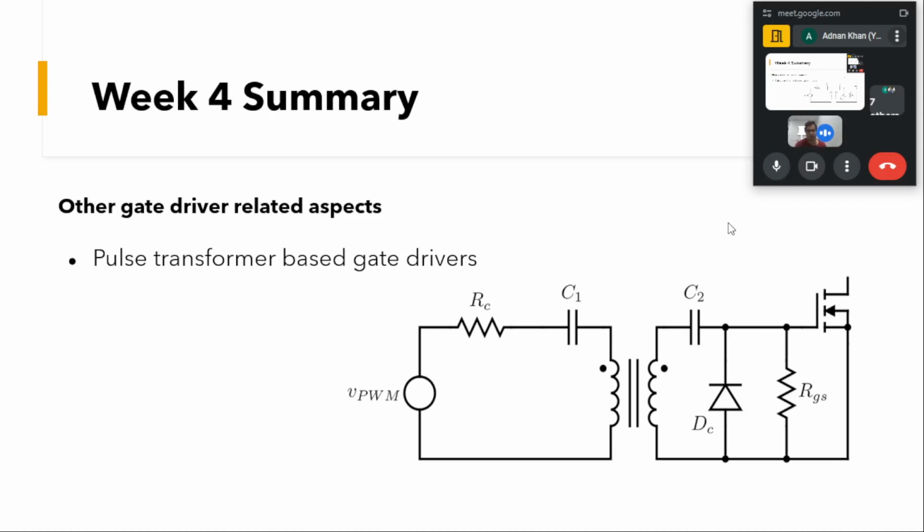So this was a brief gist: this type of gate driving we can also implement, in addition to the optocoupler based gate drivers that we had seen earlier.